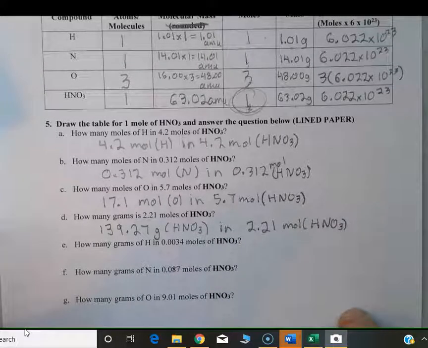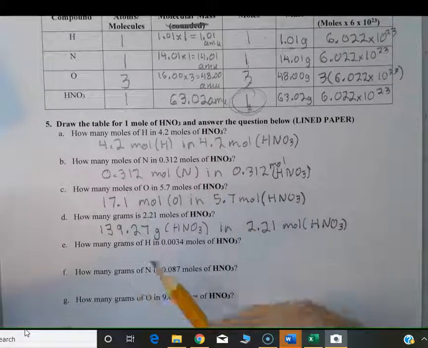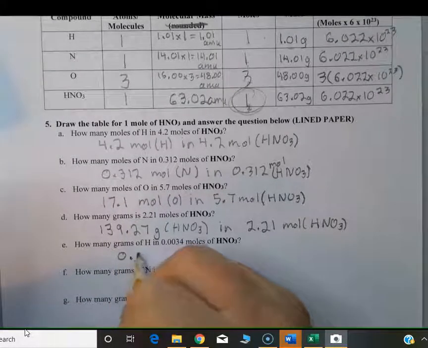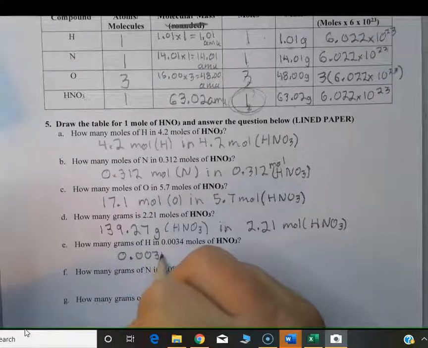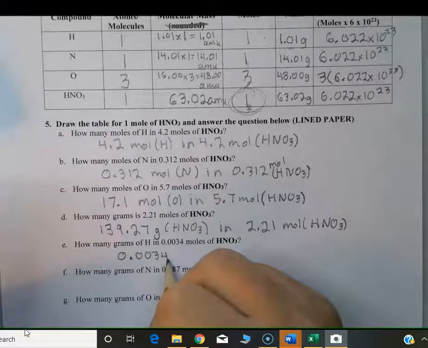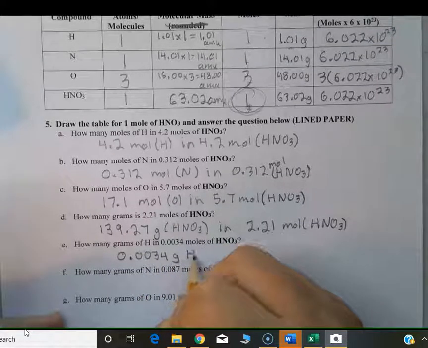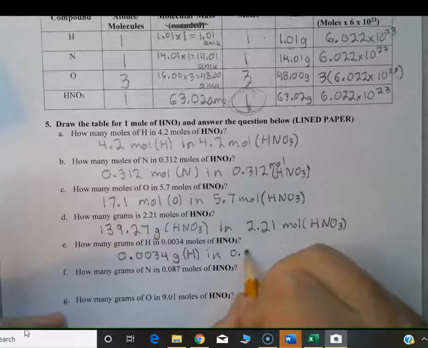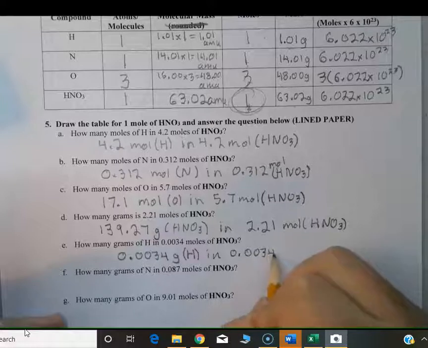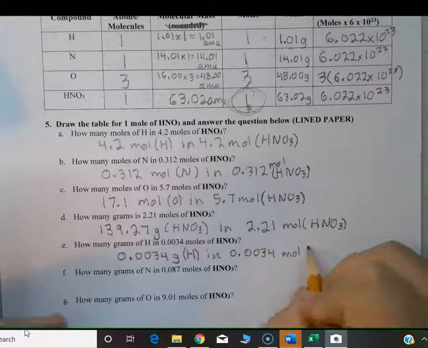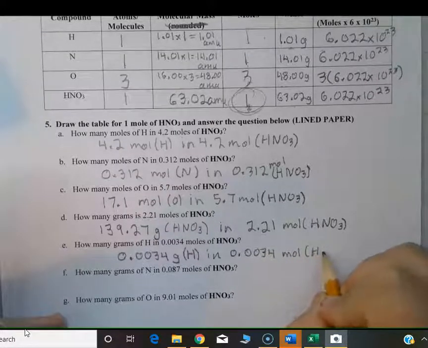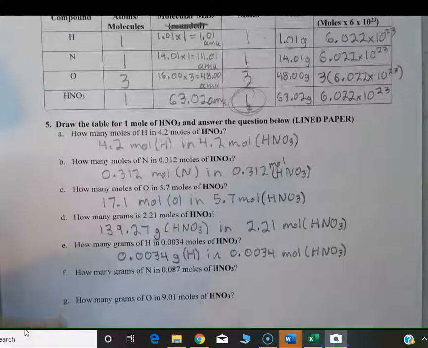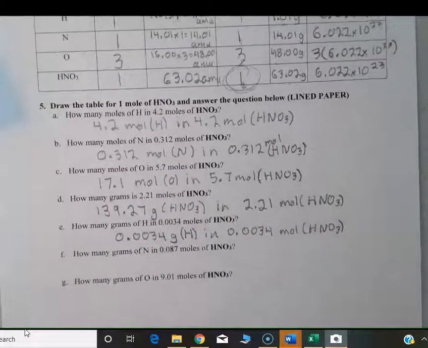And that gives us pretty much that same number, even to four digits. Okay, so there's 0.0034 grams of hydrogen in 0.0034 moles of HNO3. That's because the atomic mass of hydrogen is so close to 1 that it effectively becomes the same number. Okay? Next.